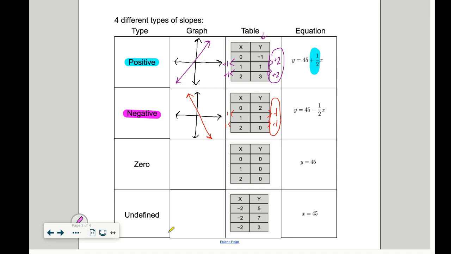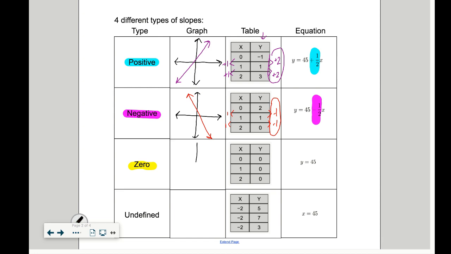And looking at the equation, again, what's attached to the independent variable? So this right here is attached to the independent variable, so that is a negative slope. The next two are a little harder to remember. Zero slope, when graphed, has no rise.